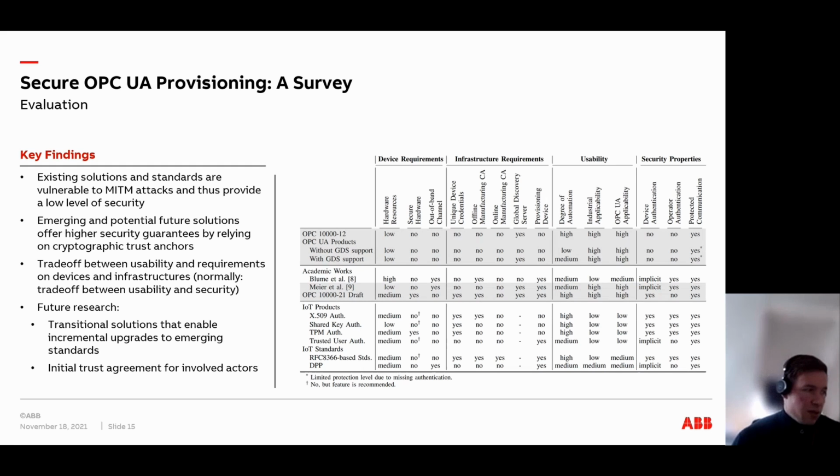And topics for future research we identified are transitional solutions that enable incremental updates to emerging solutions, emerging standards, so you can step-by-step move towards a final, really secure and convenient solution that, however, requires high costs on the infrastructure, for instance. And another direction is establishing initial trust between all involved actors, which is more about policies and procedures.